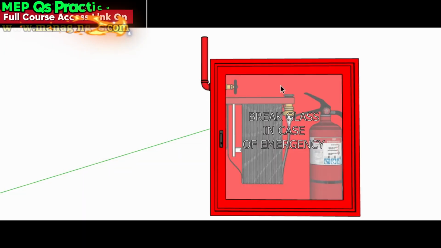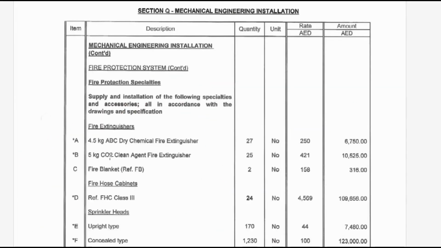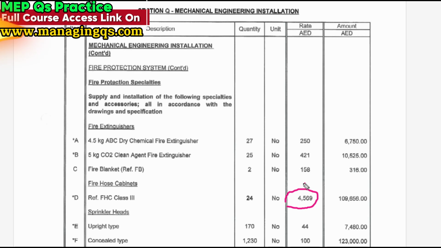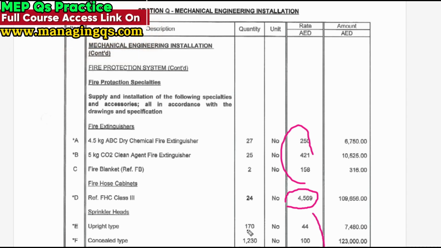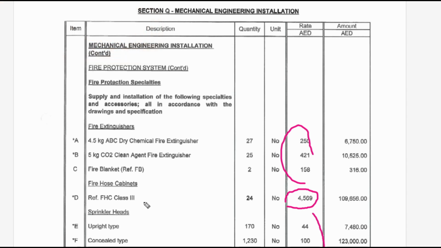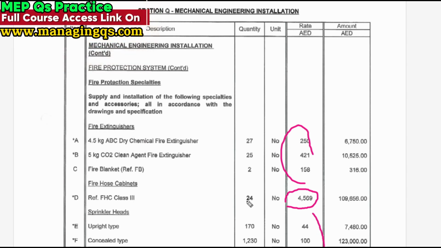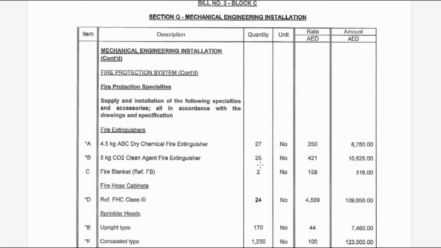Actually, why are we focusing on this fire hose cabinet, especially in the firefighting system? If you notice this item in the BOQ, the rate is a little bit high compared with other items and equipment. For most complex and high-rise building projects, a lot of fire hose cabinets are involved. So if we miss anything, it will be a huge cost impact for the contractor side. That's why we have to focus very carefully on our drawing during our quantity takeoff and other related activities.